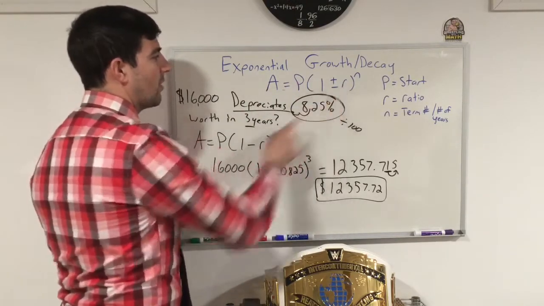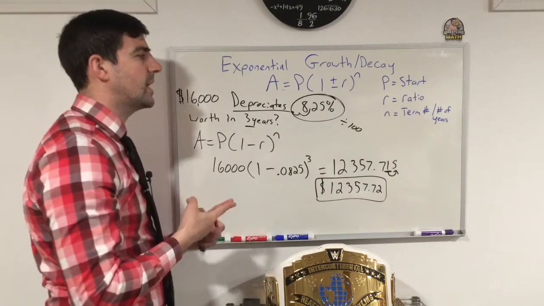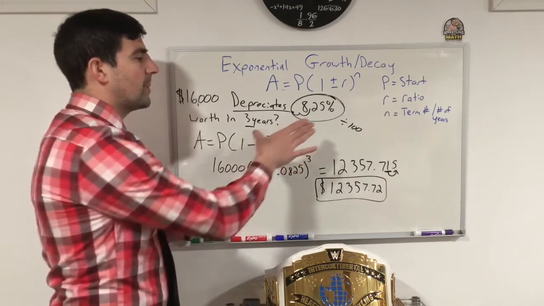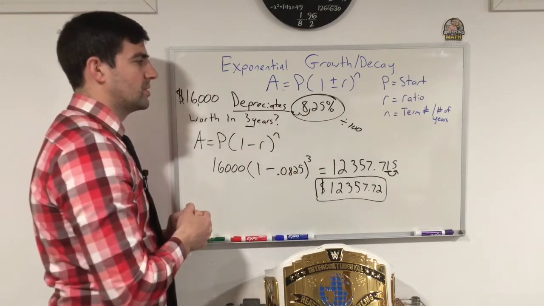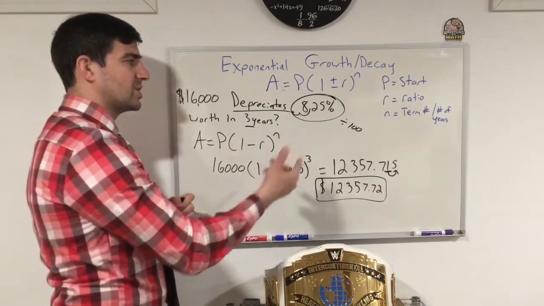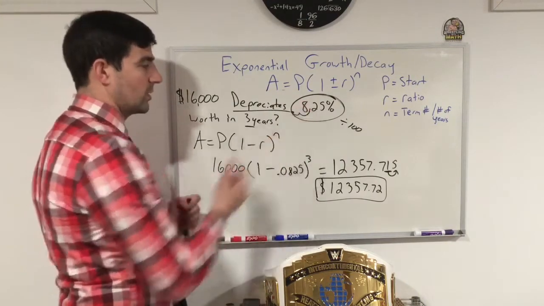Again, look for those key words: growing, decay, decreasing, appreciate, depreciate, whatever it may be, to determine which one we use. And again, that rate or ratio, which is a percentage, must be written as a decimal when we put it into the formula here. If we're just determining what the percentage is, well, then we'll leave it as a percent.